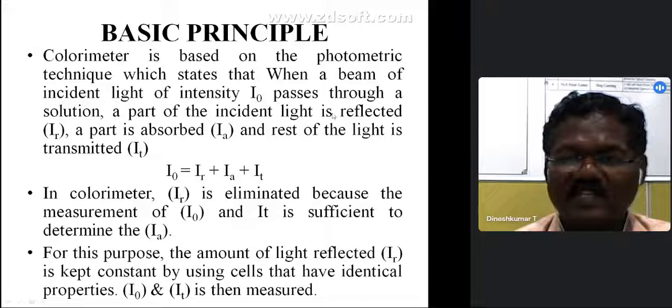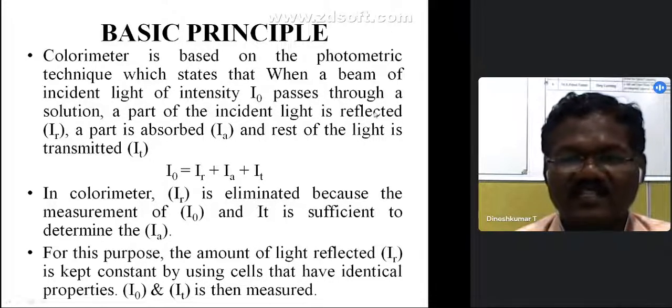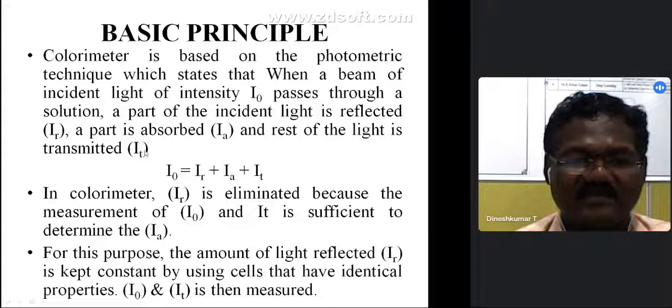A part of incident light is reflected, IR. Here IR means the reflected portion. A part is absorbed. The absorbed portion is IA. And the rest of the light is transmitted. Transmitted light is denoted by IT.